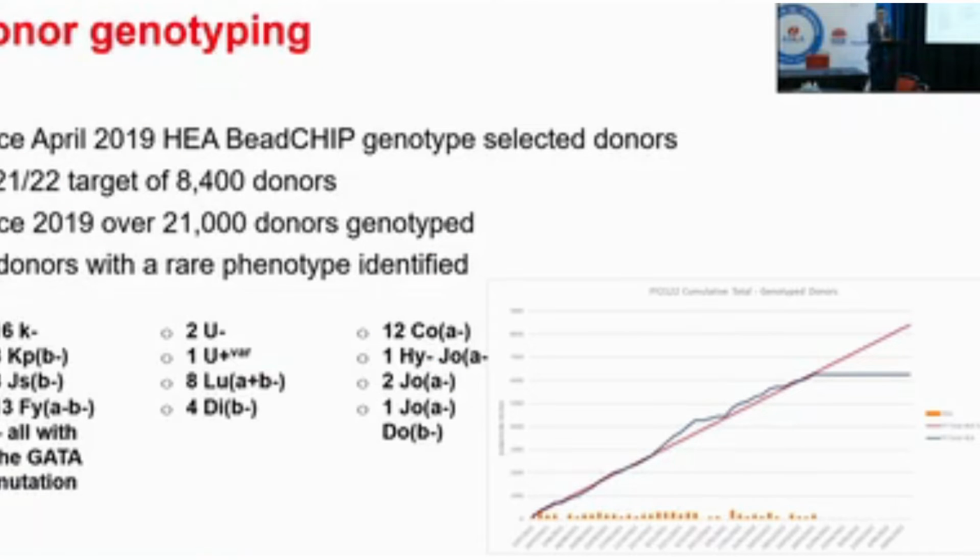Similar to phenotyping, we are continuing to genotype our donors at Lifeblood, and over the years, this number is increasing. And we have found a lot of rare donors with very rare blood groups, which we otherwise would not have found if we just phenotyped them. So genotyping is very important.